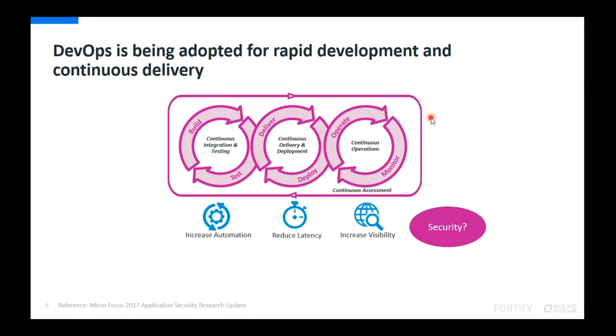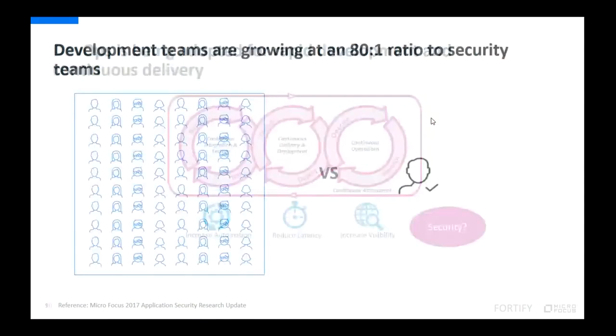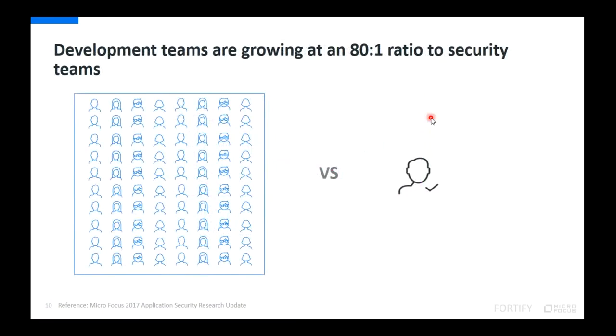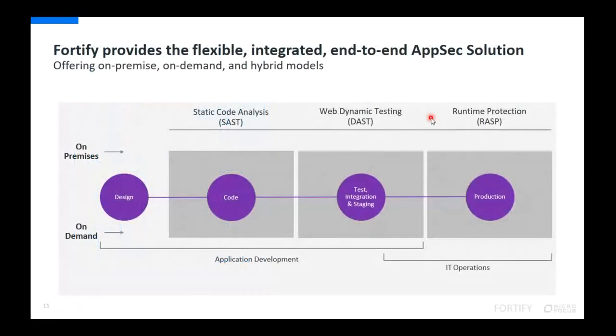So in today's DevOps operations, where is security imbibed in it? Security is missing. This is a very fragile component that needs to be a part of the development. Today we are growing at a rate of 80:1, 80 developers to one security team member, where security has to be a part of our development process.